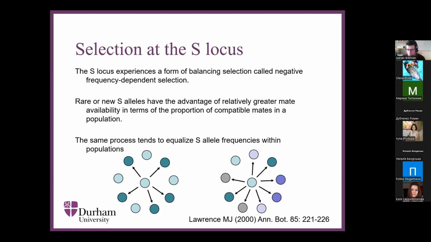However, it's balanced against the fact that new S alleles are very selectively favored. They're very advantageous, and that's because you've got something called negative frequency dependent selection acting at the S locus. And what that means is the rarer you are, the more fit you are. And you can see here in the cartoon how that works.